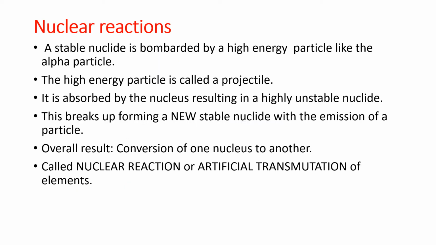So let us now formally define what are nuclear reactions. In nuclear reactions, a stable nucleus is bombarded by a high energy particle like the alpha particle. This high energy particle is called the projectile. It is absorbed by the nucleus resulting in a highly unstable nuclide, and this breaks up, forming a new nuclide with the emission of another particle. And therefore the overall result is the conversion of one nucleus into another, and hence the phenomenon is called a nuclear reaction or artificial transmutation of elements.